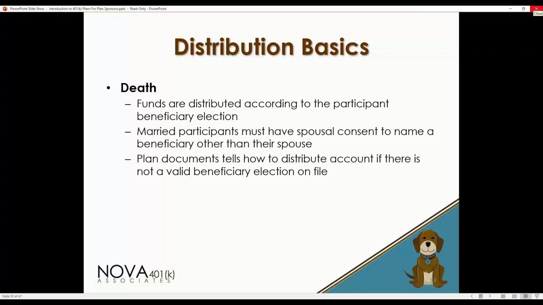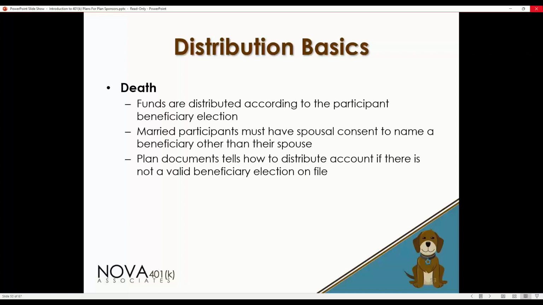If there's an unfortunate event of the death of your participant, the funds are distributed according to the participant's beneficiary election. It's very important to make sure that your participants turn in that beneficiary election with their fund election notice with their fund investments. That beneficiary election is usually tracked in your personnel files, but it's obviously very useful when this unfortunate event would occur to know who the beneficiary is.